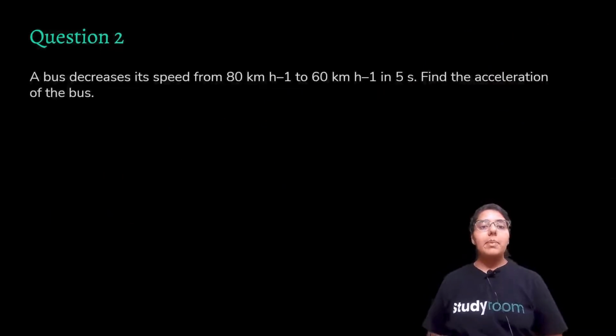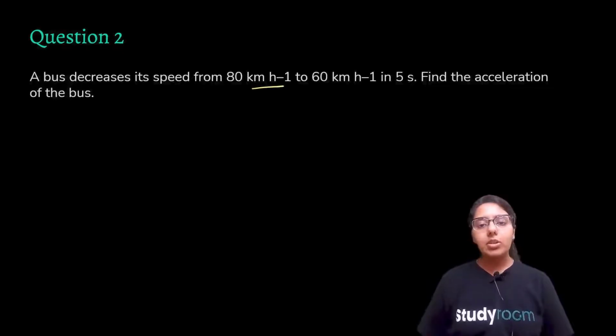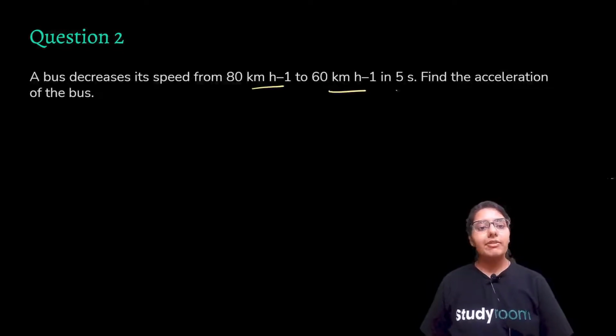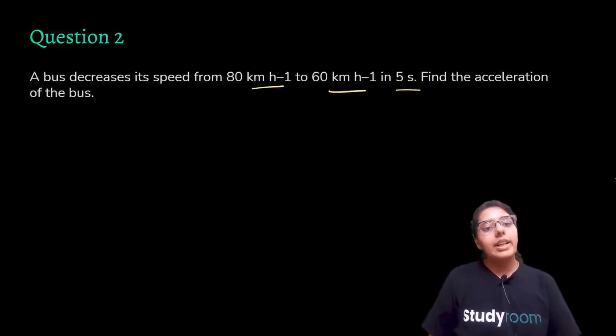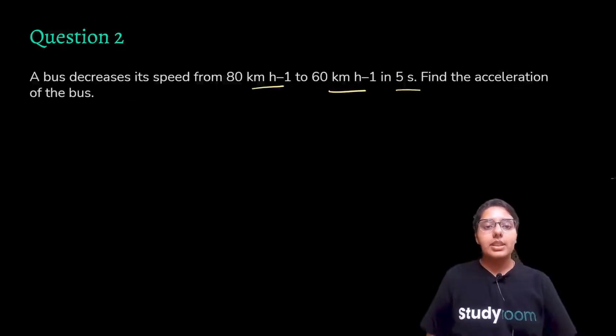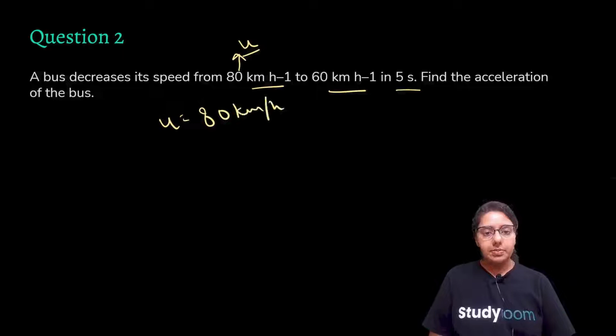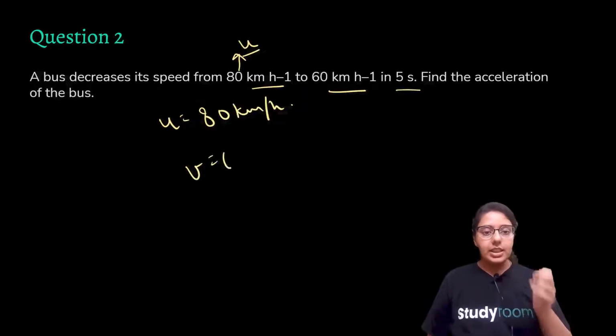So next question. A bus decreases its speed from 80 km per hour to 60 km per hour in 5 seconds. Find the acceleration of the bus. Okay, so it decreases its speed from this to this. This is your initial speed, right? Your u is your initial, 80 km per hour. And your v is 60 km per hour.